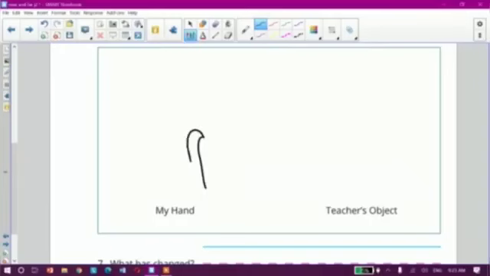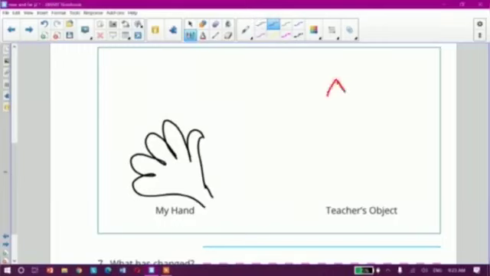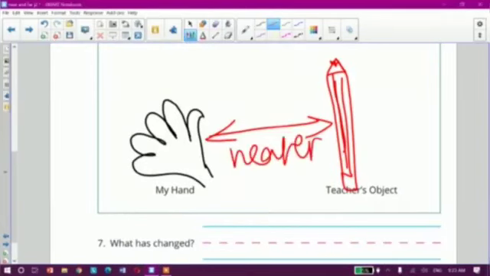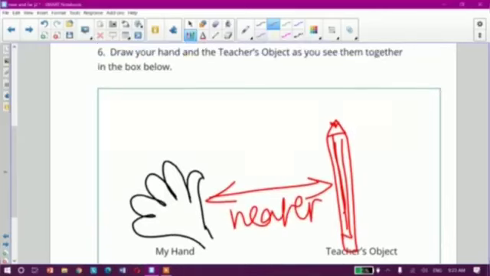Why? Because I become nearer. This is my hand, and I become nearer to the pencil. So, what do you notice? You notice the length of the pencil. The same length as your hand? No. Shorter than your hand? No. It will be taller than your hand. The height of the pencil is taller than my hand. Could you see the comparison? Yes.